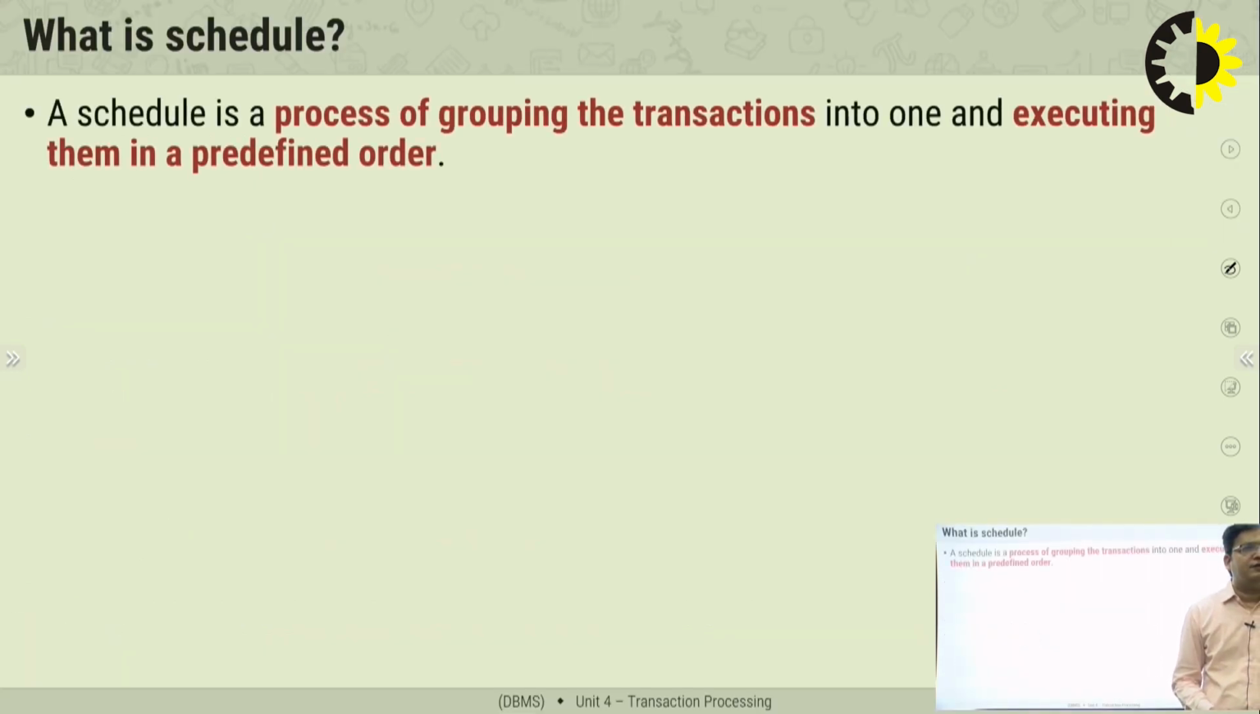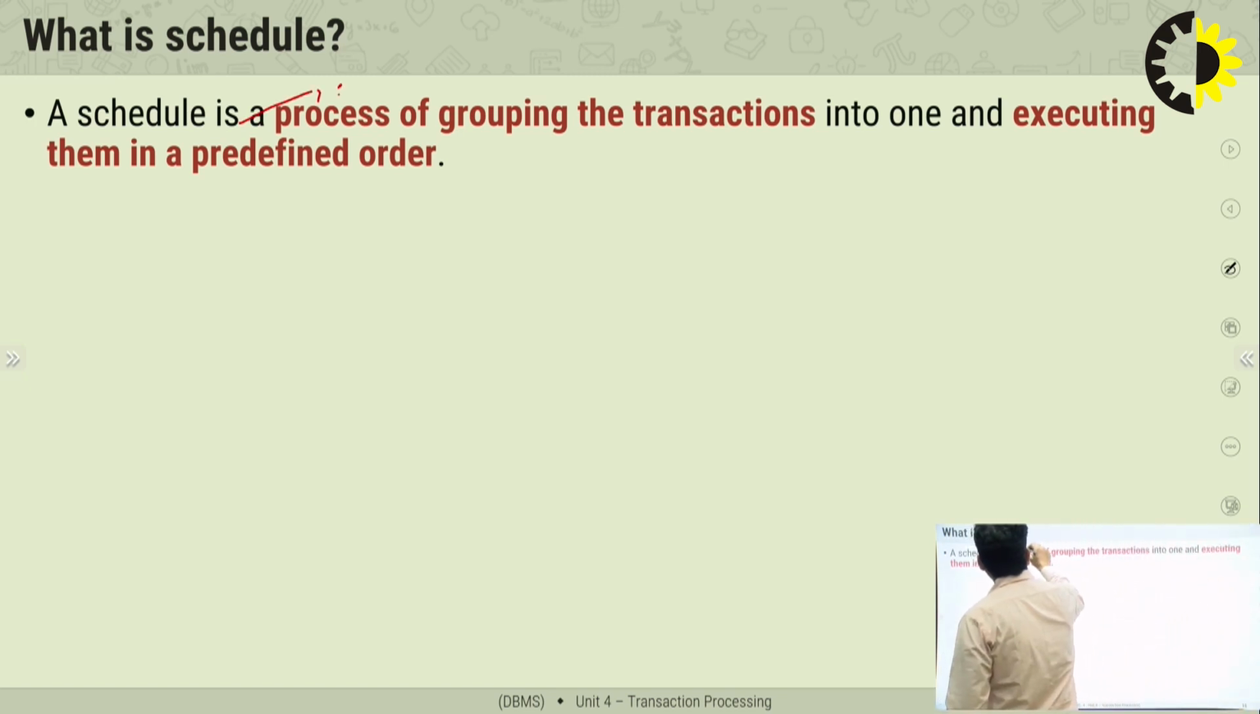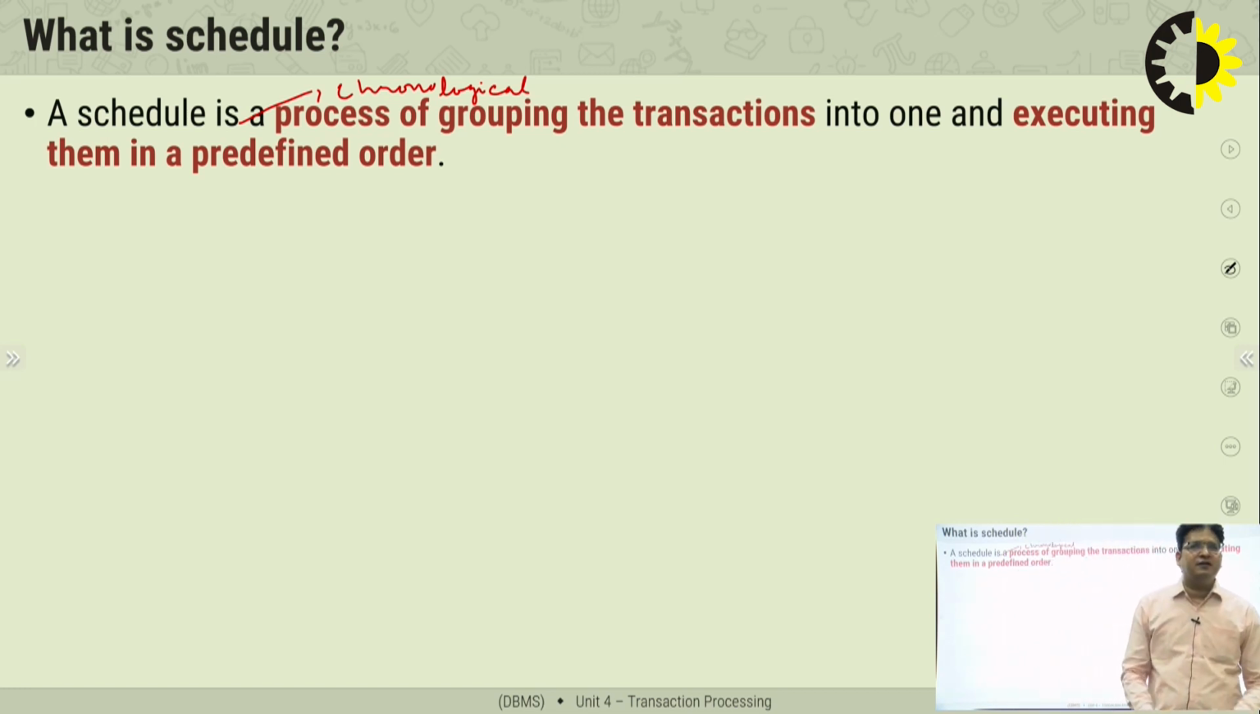Now, next is schedule. A schedule is basically the grouping of transactions into one and executing them in a predefined order. That is, it is a chronological ordering in which the instructions are being executed. A simple example of a schedule in our day-to-day life is the plan we make for a particular day. In relation to class, we have the exam schedule and the timetable. So, an order is there and we have to follow it. That is the basic purpose of a schedule.